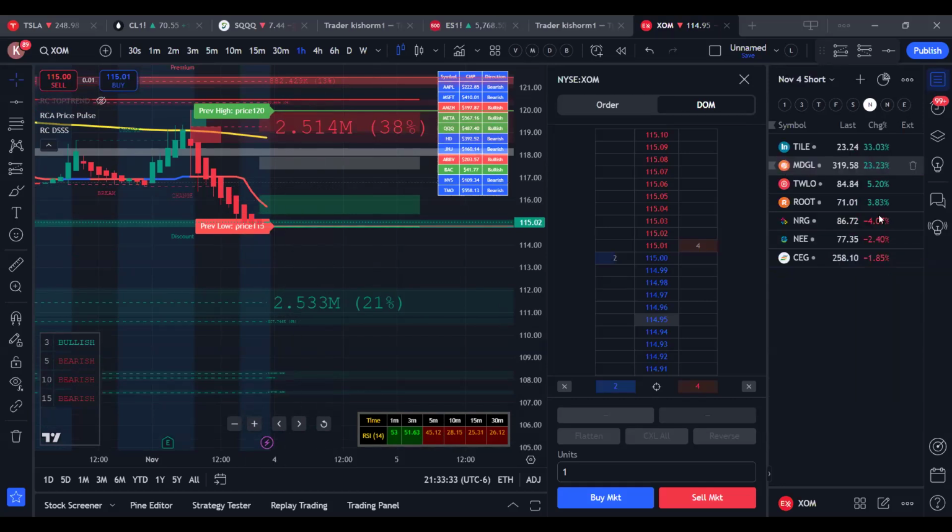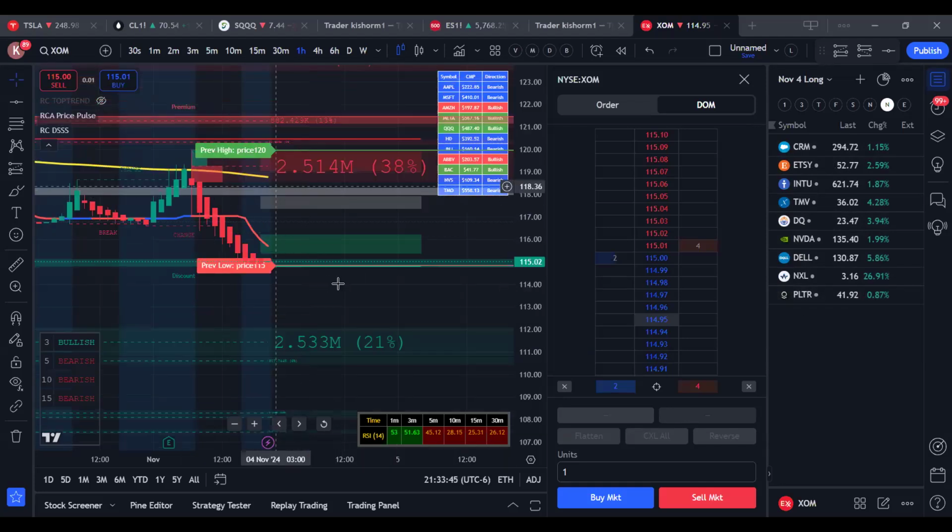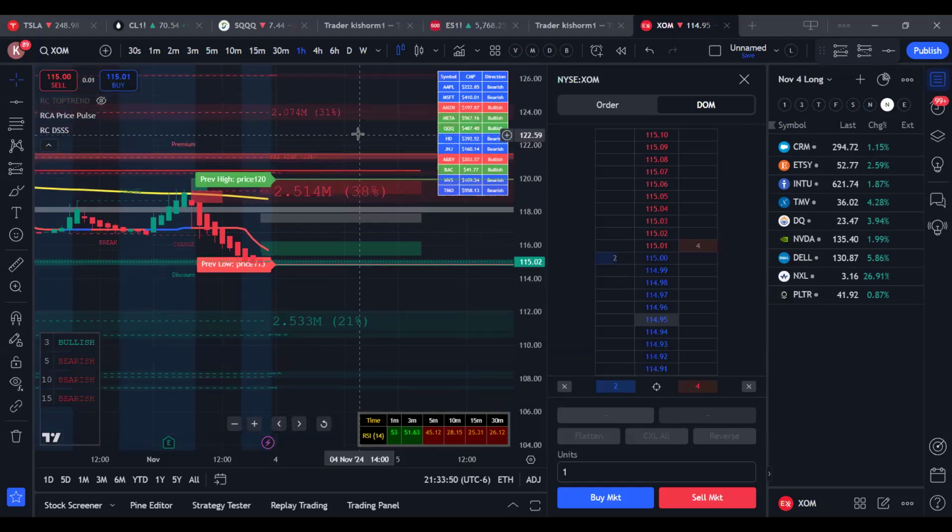As I told you, these are some stocks which I'm looking at for shorts: CRM, HC, INTU, DQ, Nvidia, Dell, ELTR. These ones we are looking at for calls, and the metals are looking good, bullish.